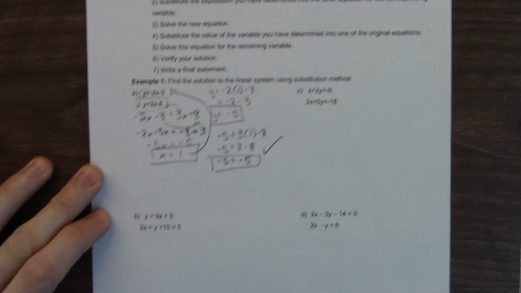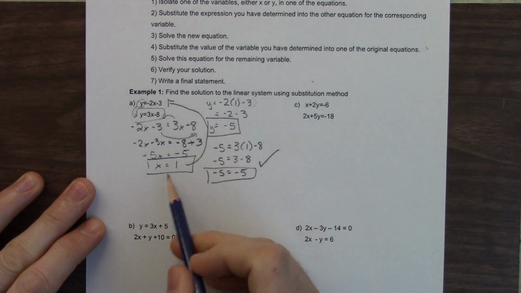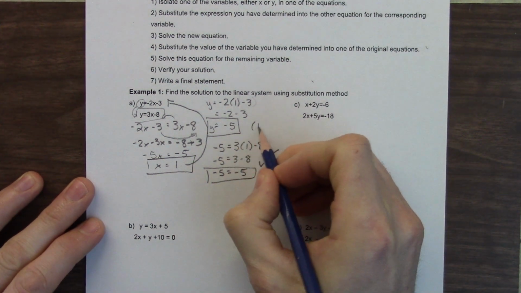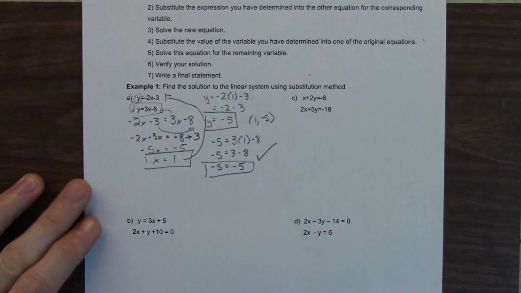All right, we're going to move on to B. Any questions with A? Sir, yeah, so either, what would the point of intersection be? The point of intersection would be (1, -5). It's not asking you for that though, but yeah, that would be the point of intersection.